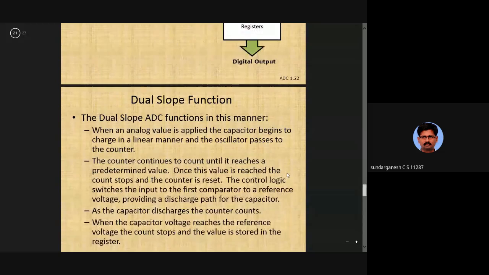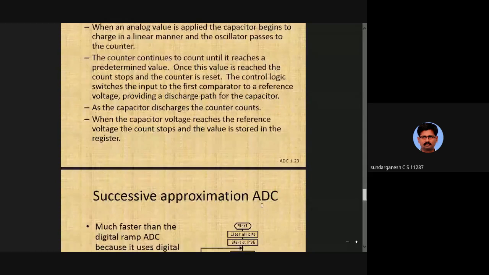So when an analog value is applied, the capacitor begins to charge in a linear manner and the oscillator passes pulses to the counter. The counter continues to count until it reaches a predefined value. Once this value is reached, the counter stops and is reset. The control logic switches the input of the comparator to a reference voltage, providing a discharge path for the capacitor. As the capacitor discharges, the counter counts. When the capacitor voltage reaches the reference voltage, the count stops and the value is stored in the register.